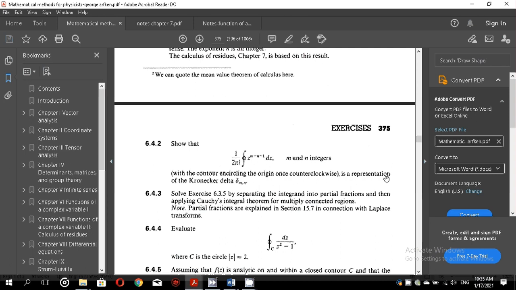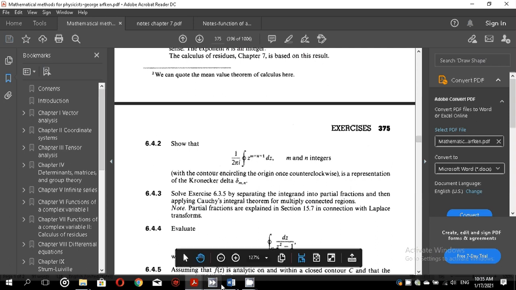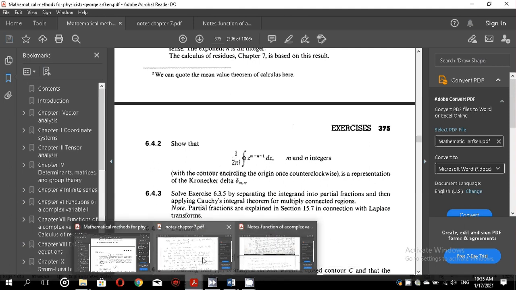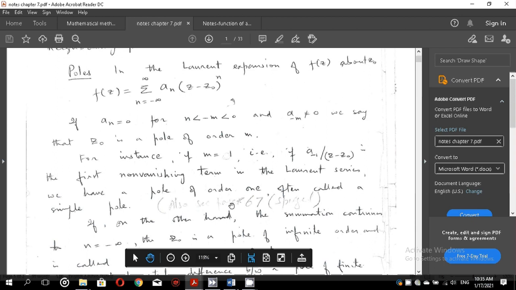Now this is an important exercise, and let me see if I can show you the solution from my notes. I have solved this problem somewhere.